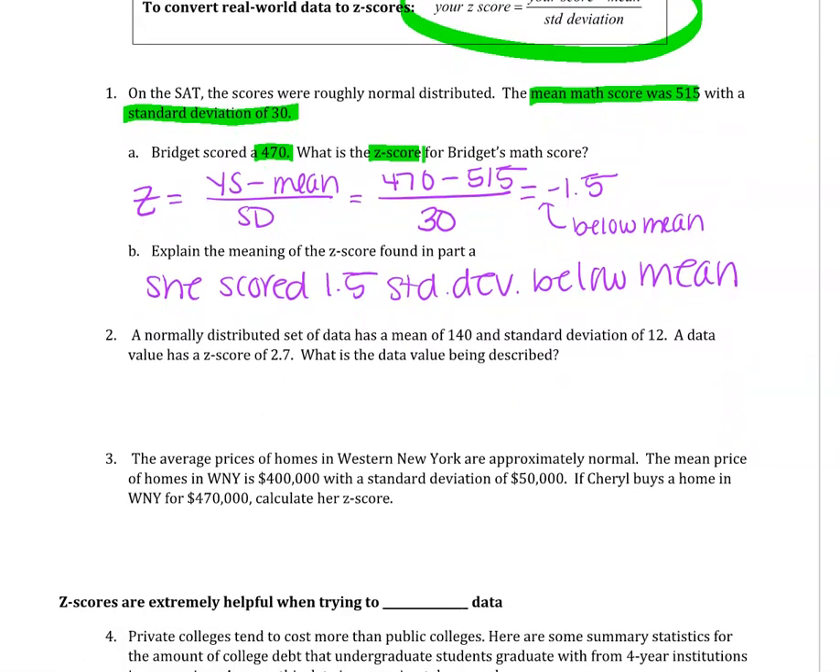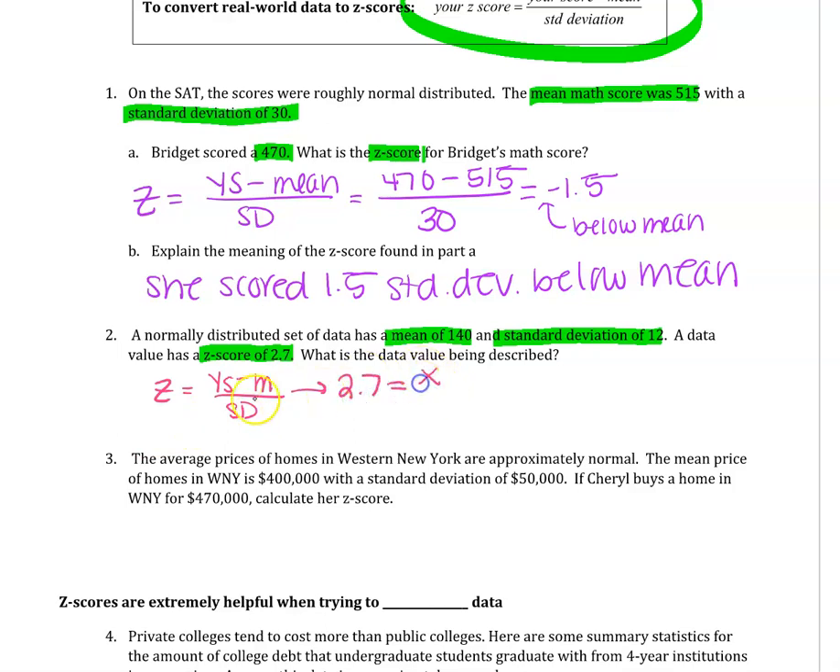All right, a normally distributed set of data has a mean of 140 and a standard deviation of 12. A data value has a z-score of 2.7. What is the data value? Okay, so just plugging in the info again. Z-score equals your score minus the mean, which typically in these problems, mean is just like a Greek mu, so let's write m for right now, over your standard deviation.